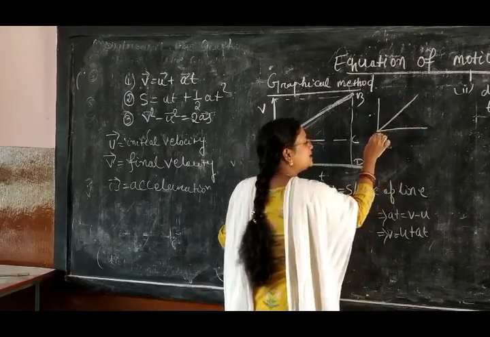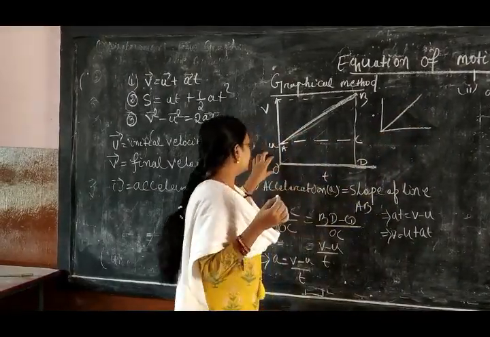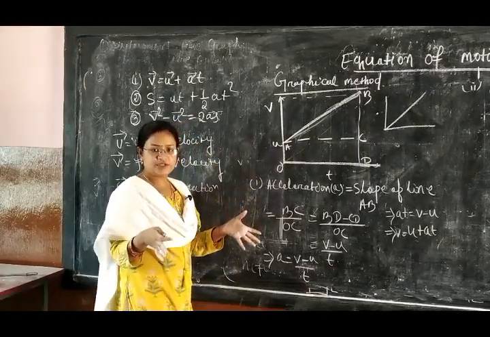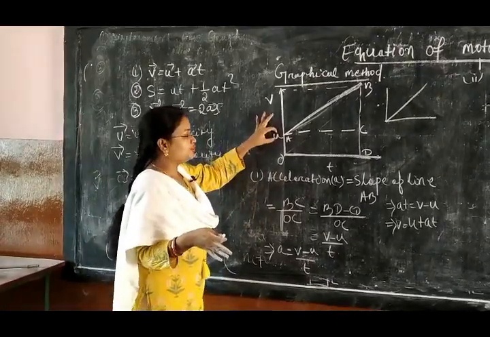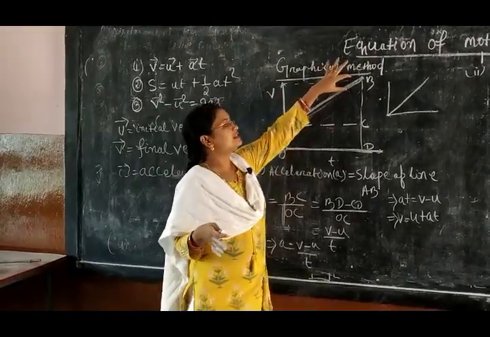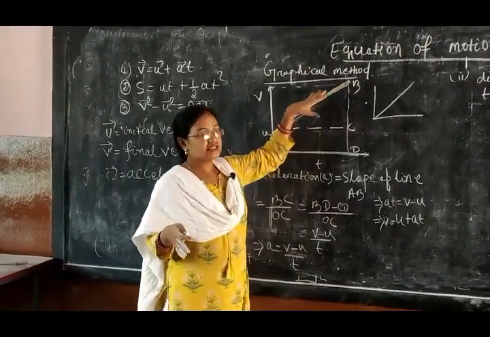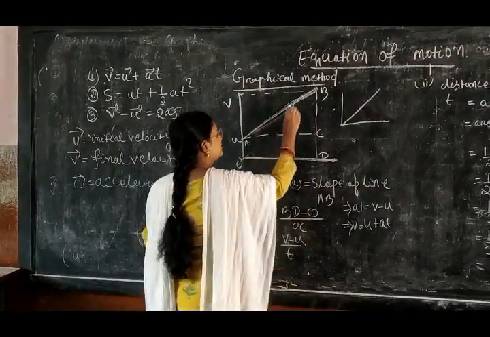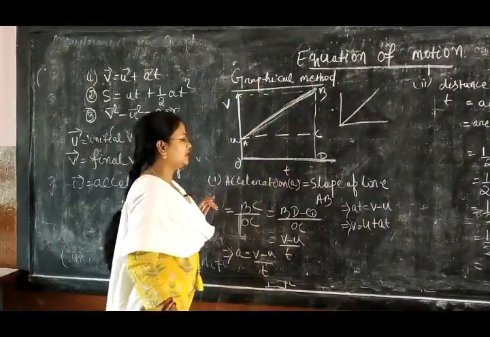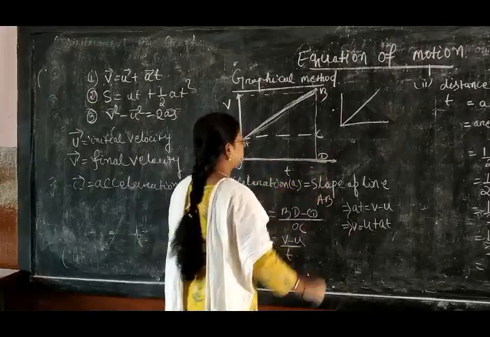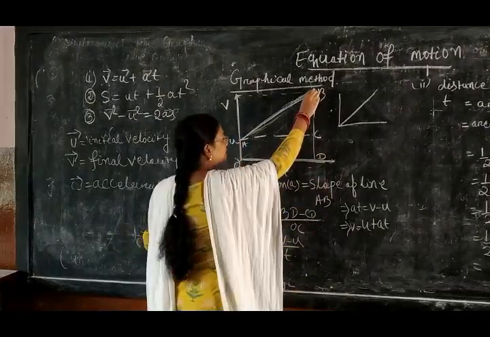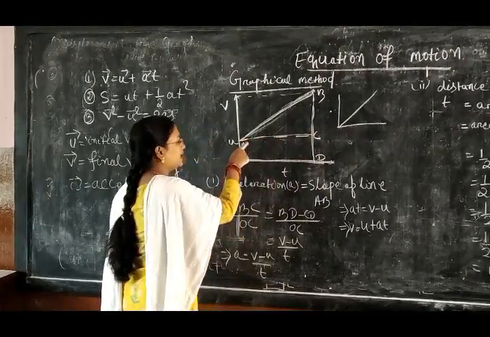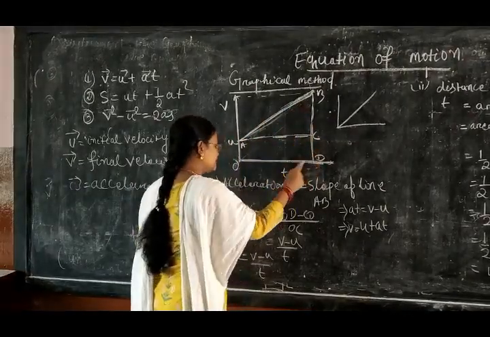Now, the body is starting from rest here. But here I have taken the body initially having some initial velocity, that is your u. After some time the velocity is gradually increasing with respect to time. So the initial velocity is u and the final velocity is v, and this is your time. I have drawn one perpendicular here and I just join this one. So O, A, B, C, D.